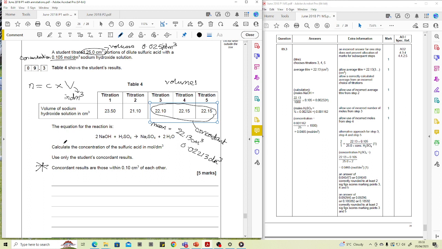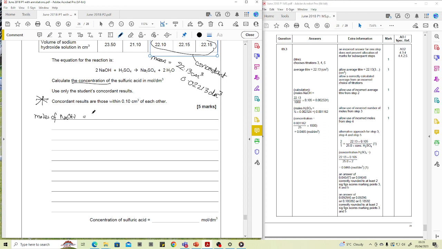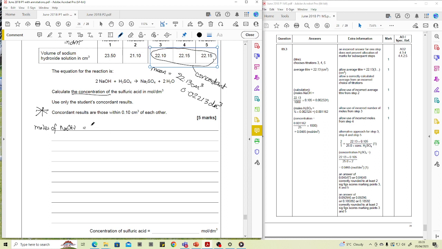Okay, have we got everything set up now? So we're going to go moles of one substance, concentration is our target. Okay, so we can use table method or sentences method. So I'll do sentences method first. So moles of NaOH equals concentration times volume.